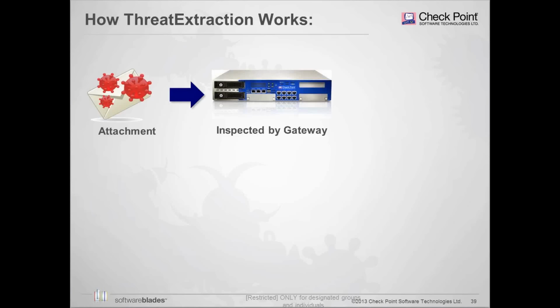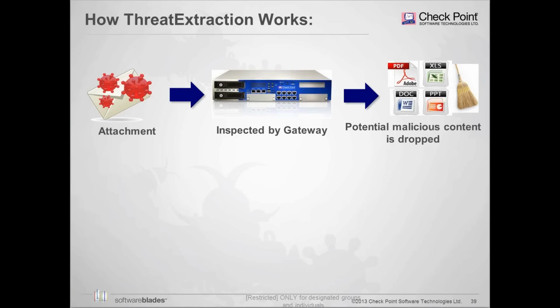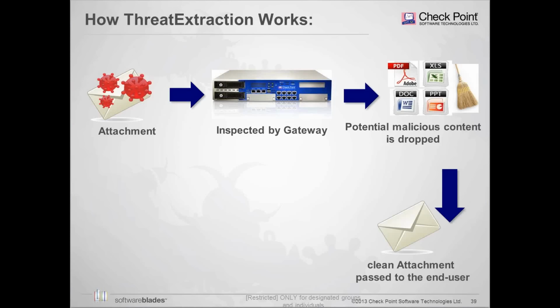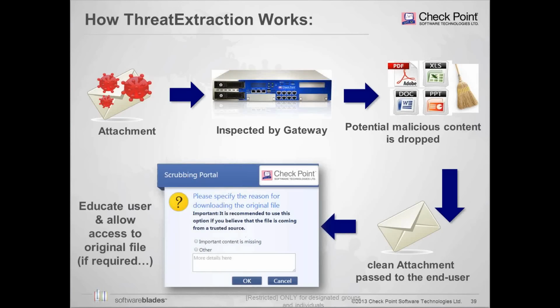is 100% clean. Okay, so as far as the mail flow, the attachment comes in, comes across to the gateway. From the gateway, we then do the check, and we do the dropping of the malicious content. The clean attachment gets passed to the end user, and at the same time, we educate the user to say, this is what's happened, this is what we've done.